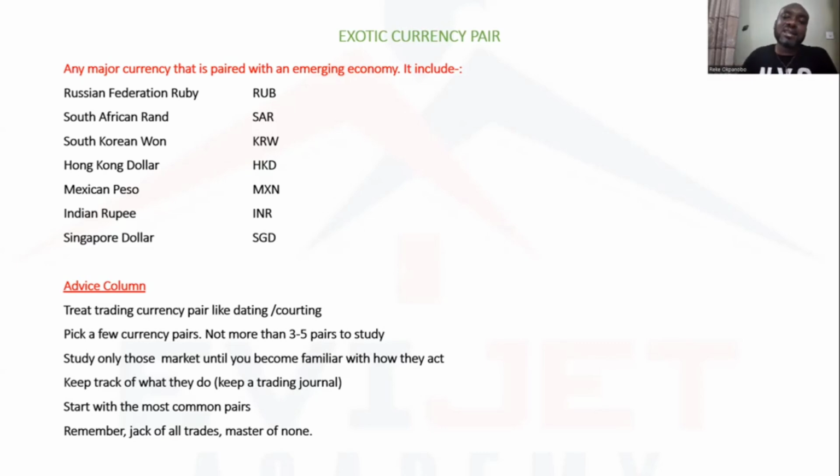You will understand the length of movement per time. You will understand when their exhaustion takes place, all right? And you will do better with picking a few pairs to study. Pick a few pairs, not more than three to five, to study. Study only those markets until you become familiar with how they act. Keep track of what they do, keep a trading journal, start with the most common pair. Remember, jack of all trades is master of none, all right?